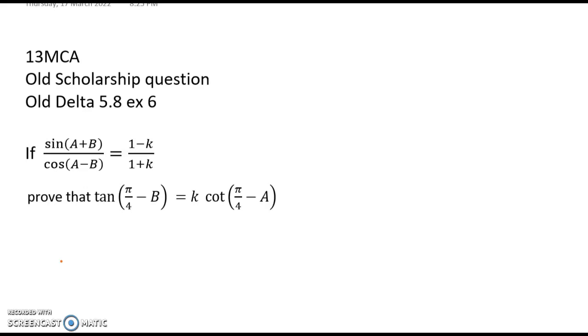Kia ora, Year 12. This is quite a tricky scholarship question from sometime in the 80s, and it's out of the old Delta book in exercise 5.8. We're given a condition. We're told that if sine of a plus b over cos of a minus b is equal to 1 minus k over 1 plus k, then if that's true, we have to prove that this thing here is also true. So I think there are quite a few ways to do this.